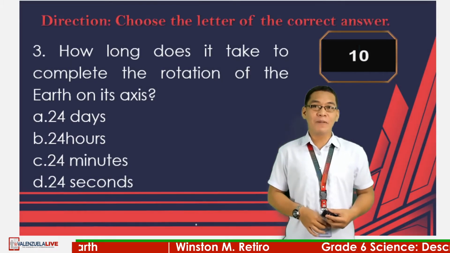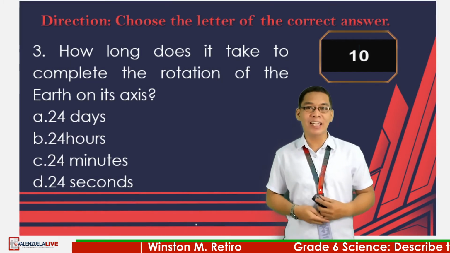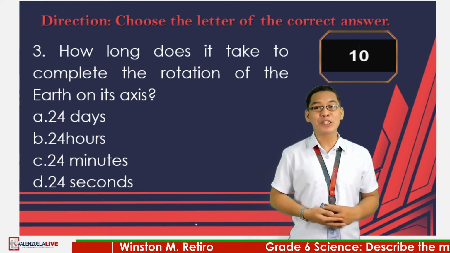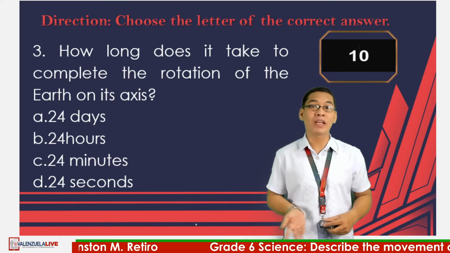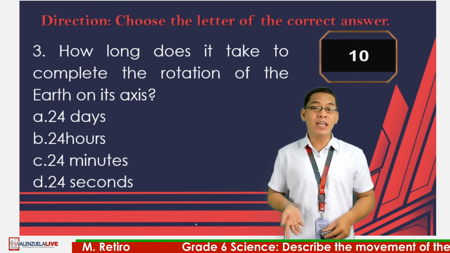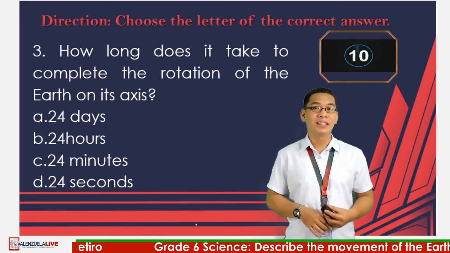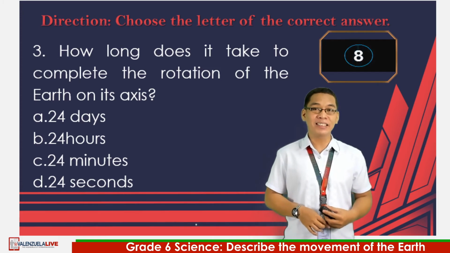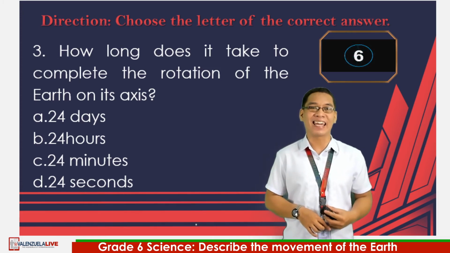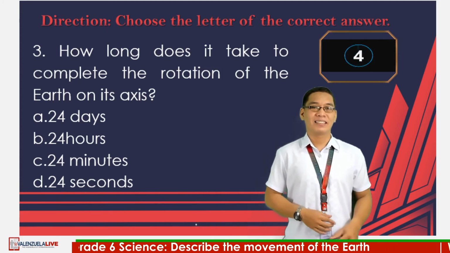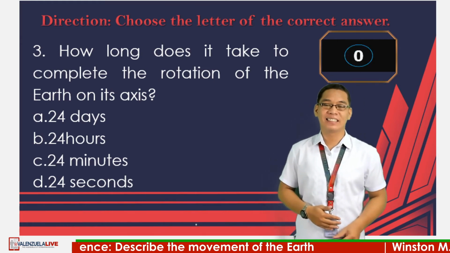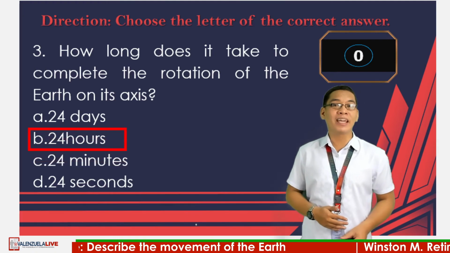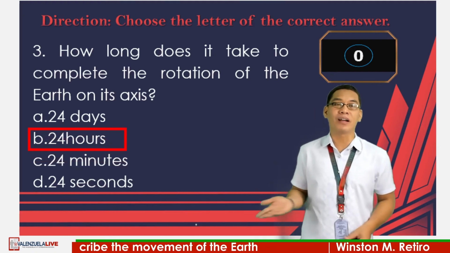Number 3, how long does it take to complete the rotation of the Earth on its axis? A, 24 days. B, 24 hours. C, 24 minutes. Or D, 24 seconds. The correct answer is letter B, 24 hours.